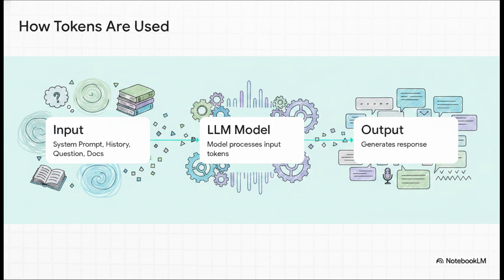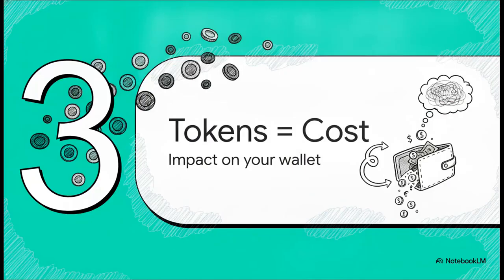The AI generates its response in brand new tokens, which are then instantly translated back into the readable text you see on your screen, generating a sentence like, "The world is changing because of artificial intelligence." Which brings us to Section 3, tokens equal cost. Let's talk about how AI usage actually impacts your wallet.